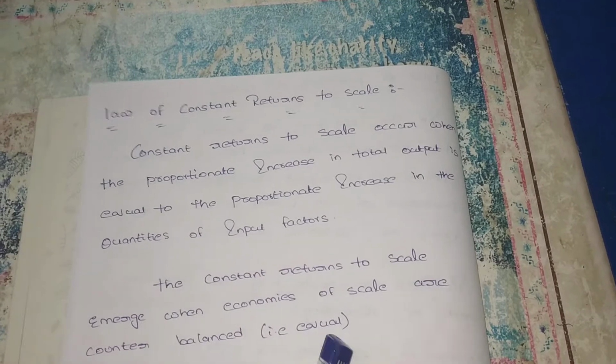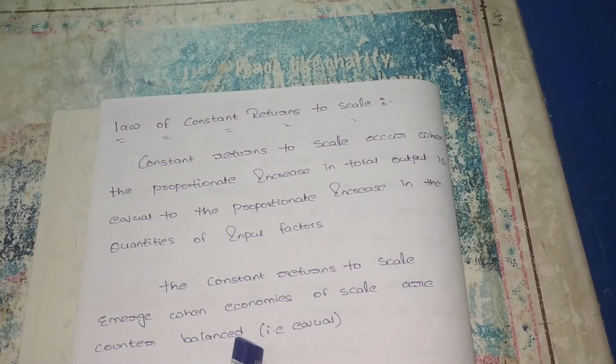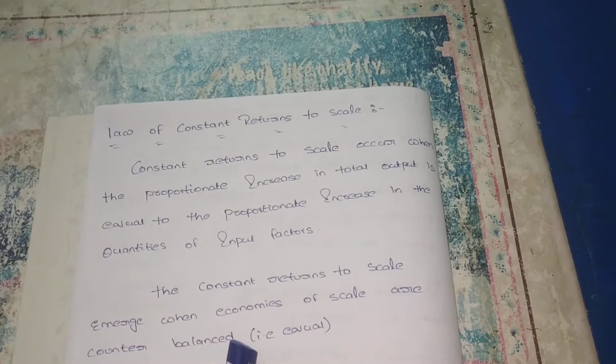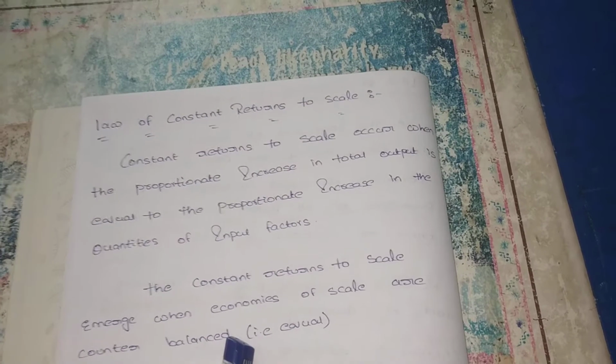The constant returns to scale emerge when economies are counterbalanced. Counterbalance is nothing but equal. So here the inputs are equal to the outputs, and we can say there is constant returns to scale.